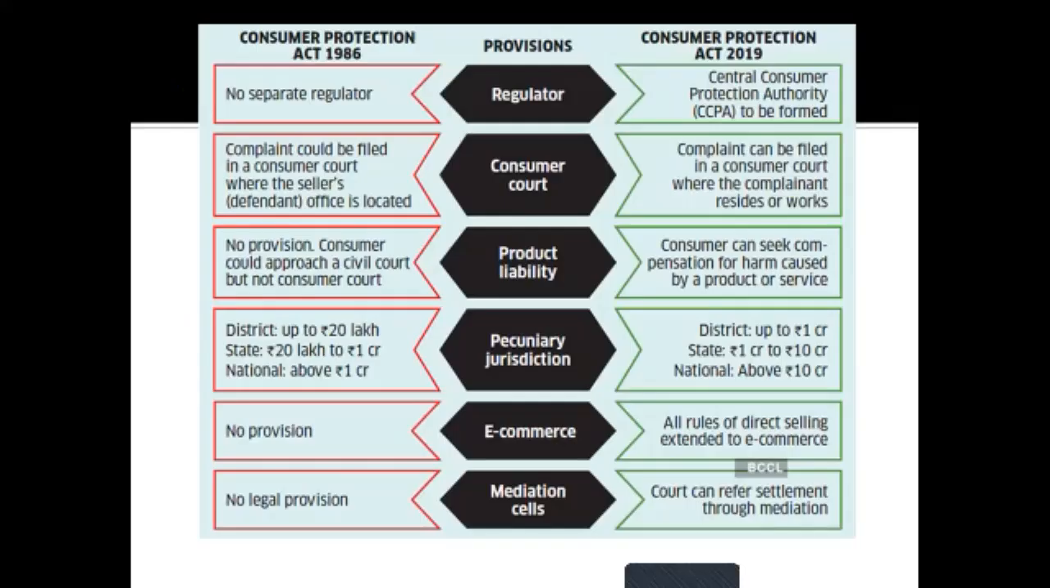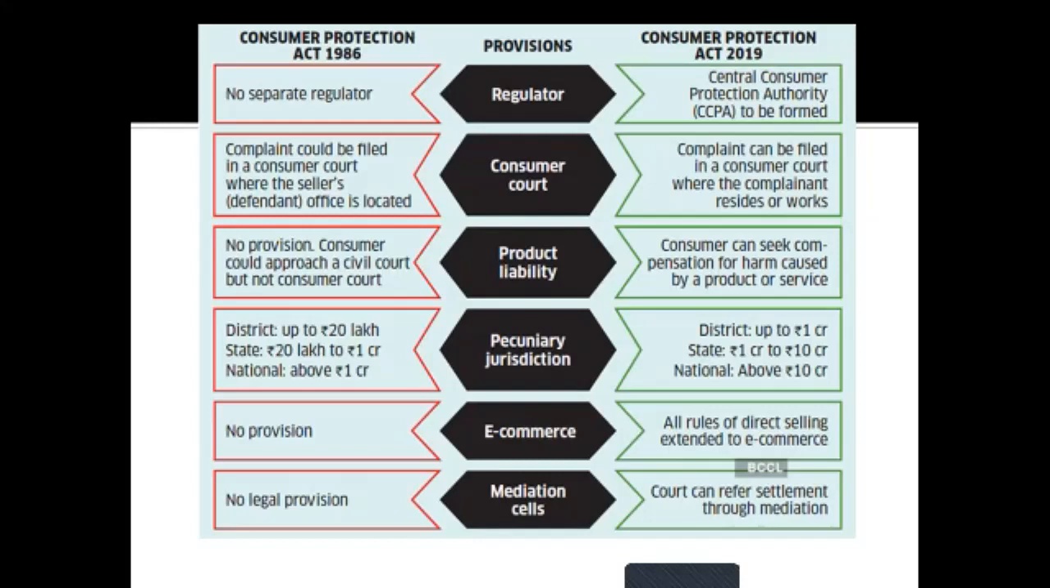So this is just a diagrammatic representation of the original Consumer Protection Act of 1986 and the amendment which was made in 2019. When we look at provisions like the regulator, in 1986 there were no separate regulators, whereas in 2019 the Central Consumer Protection Authority is formed. Then consumer court: a complaint should be filed in a consumer court where the seller or office is located, but in 2019 the consumer can file a complaint where he resides or where he is working. For product liability, there was no provision in 1986. A consumer could approach a civil court, but not a consumer court. In the amendment of 2019, the consumer can seek compensation for harm caused by a product or service.